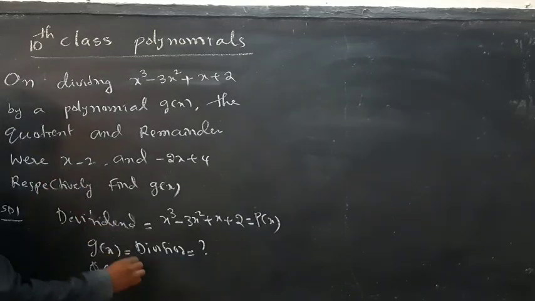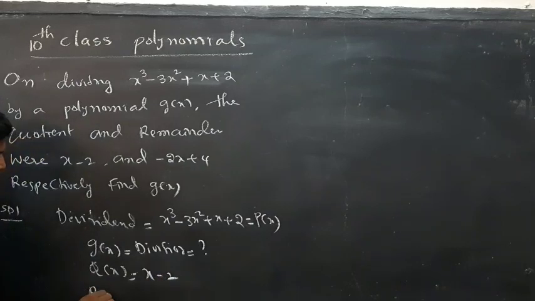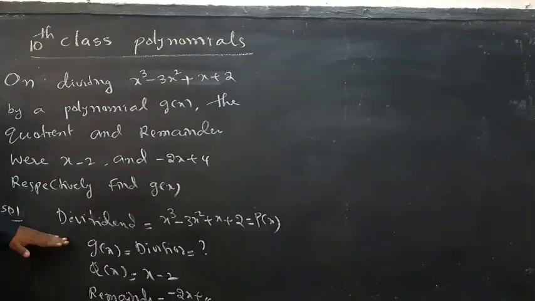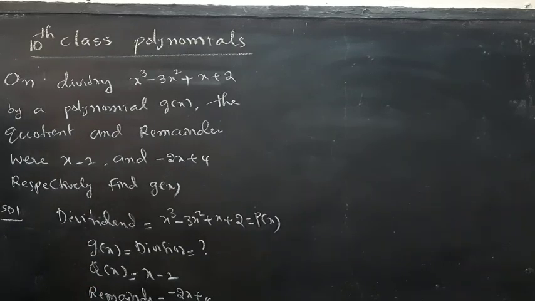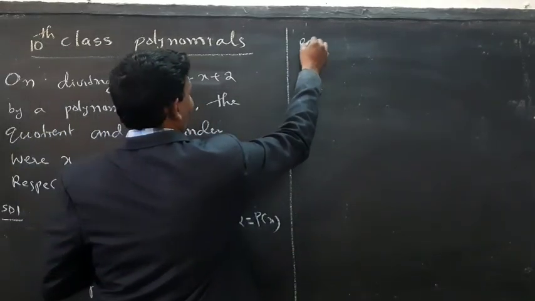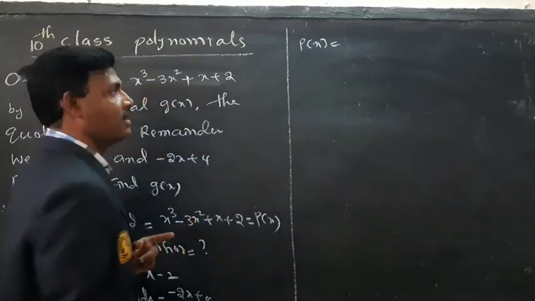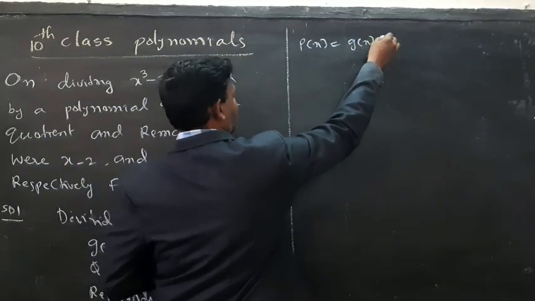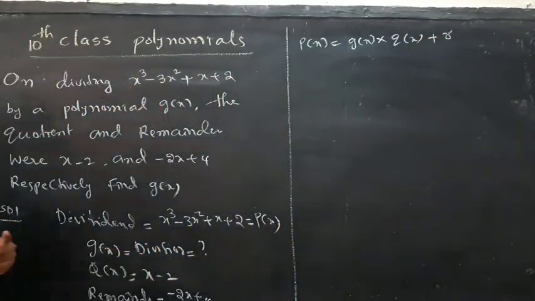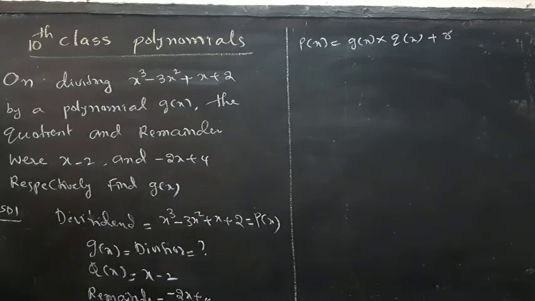What is the quotient here? x minus 2, and remainder is equal to minus 2x plus 4. So here we have the value of dividend, quotient and also remainder, but I don't know g of x. You have to find it. According to division algorithm, what can we write? Dividend, it means p of x, is equal to divisor, it means g of x, into quotient q of x, plus remainder. Dividend is equal to divisor into quotient plus remainder.